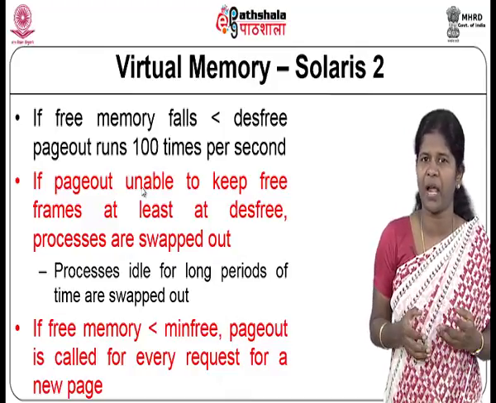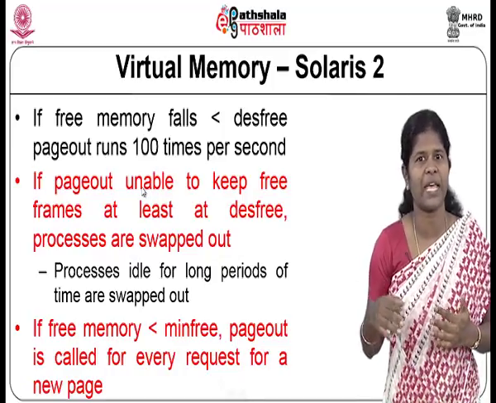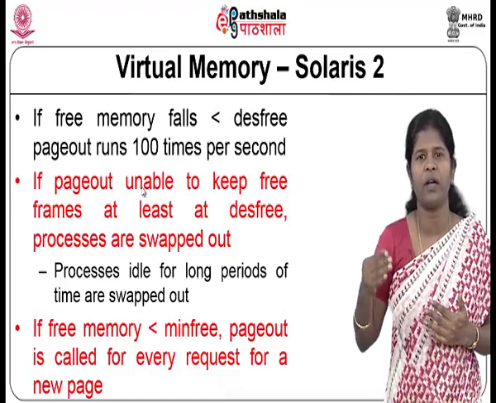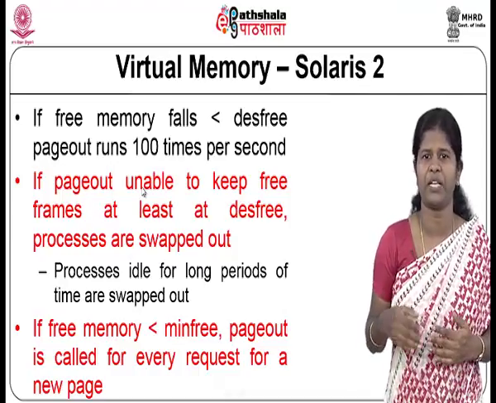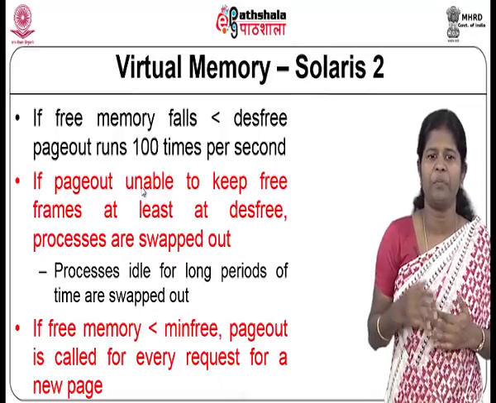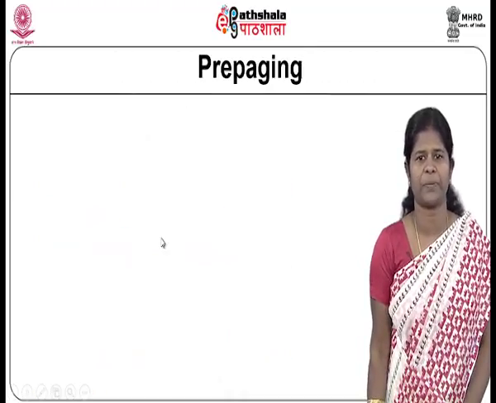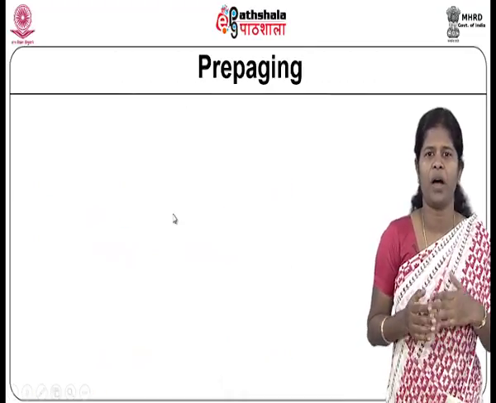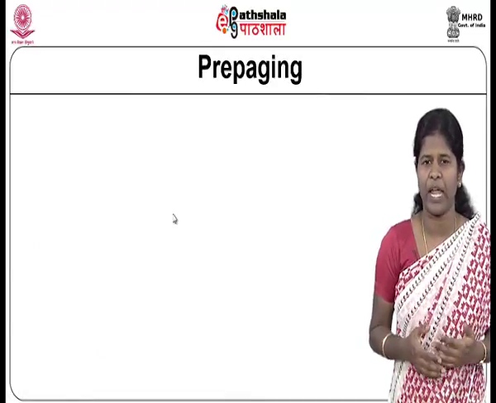It has 3 parameters: lotsfree, desfree and minfree. If it is lotsfree, scanning will happen at 4 times per second. If it is desfree, scanning will happen at 100 times per second, and if it is less than minfree, pageout will happen for each and every request for a new page. So, that is how virtual memory is implemented in Solaris 2.